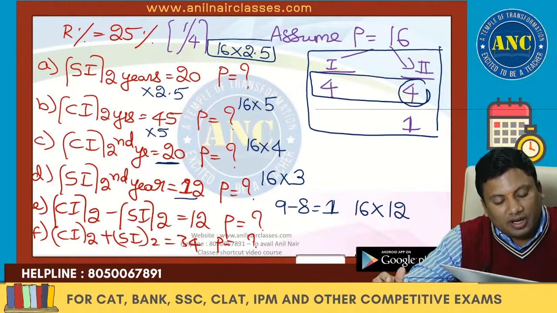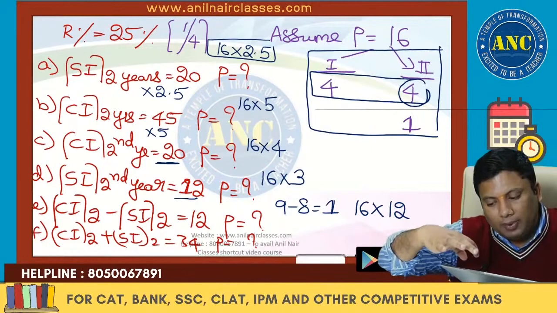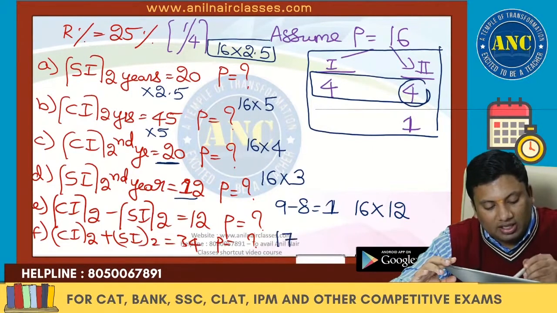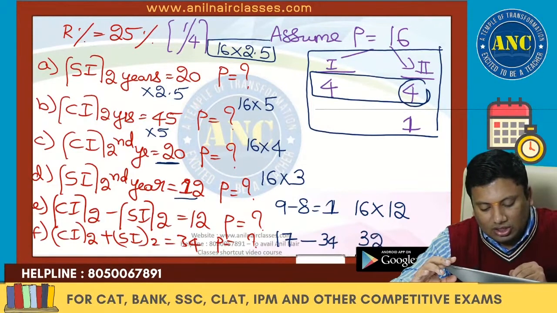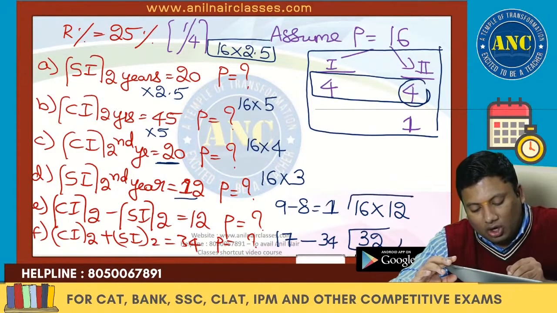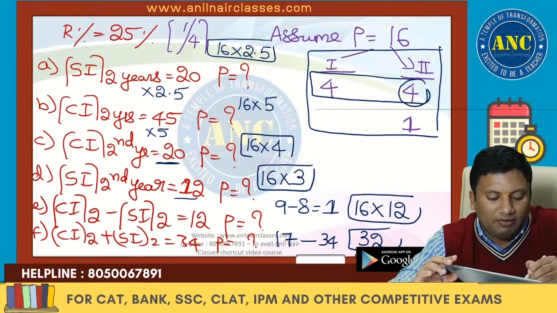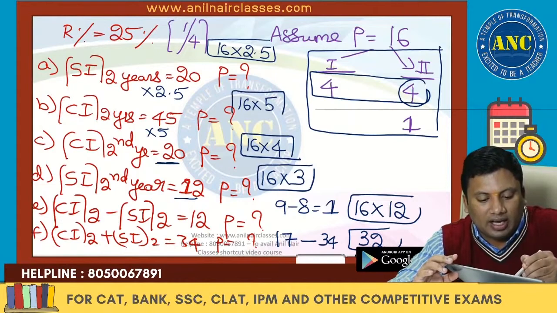Compound interest for 2 is 9. Simple interest for 2 is 8. 9 plus 8 is 17. 17 becomes 34 into 2. The answer is 32. How beautifully we have solved this question without using any formula. Everybody, I hope it is clear.